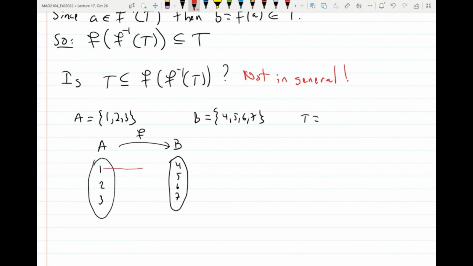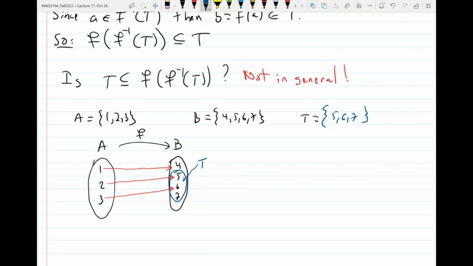You're gonna see why. So let's say 1 goes to 4, 2 goes to 5, and then we need to send everybody in A somewhere. So let's do 3 goes to 6. Let's do a very nice looking function. But then there is that 7 that doesn't have anybody. Okay, that's fine. And then I'm gonna make this my T. So let's take T to be 5, 6, and 7. In other words, I want to include in T the information that we're gonna lose, which is the 7.